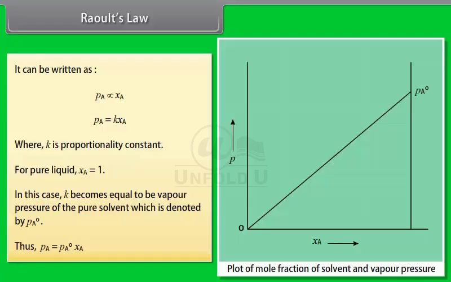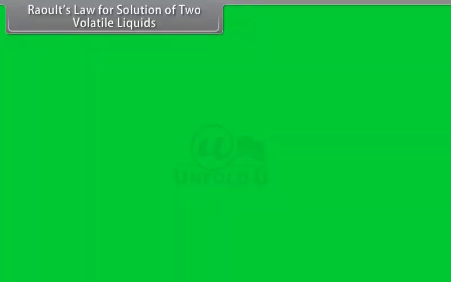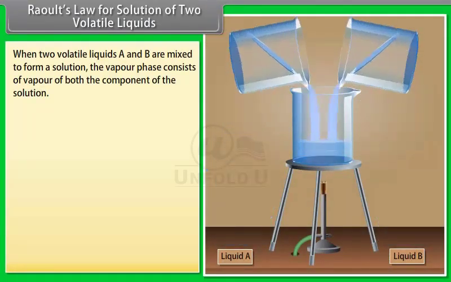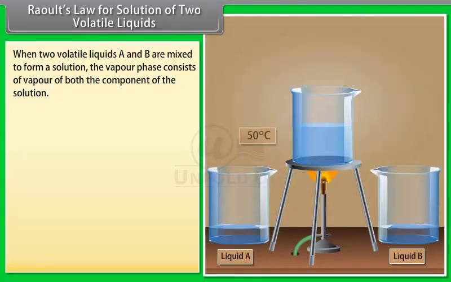For solutions obeying Raoult's law at all concentrations, its vapor pressure would vary linearly from 0 to the vapor pressure of pure solvent. Raoult's law for solution of two volatile liquids. When two volatile liquids A and B are mixed to form a solution, the vapor phase consists of vapor of both the components of the solution.